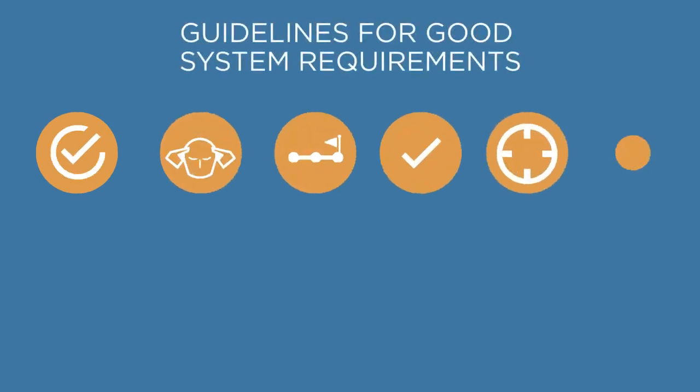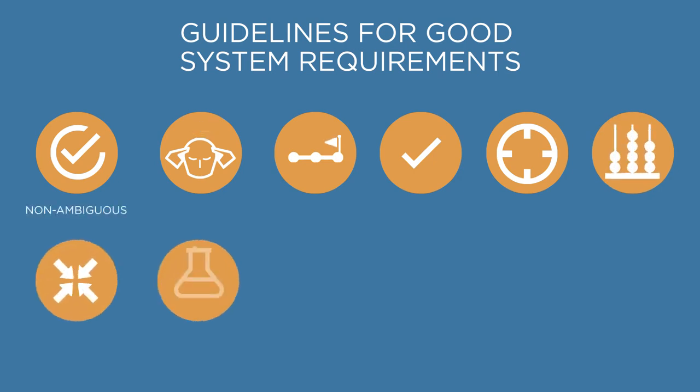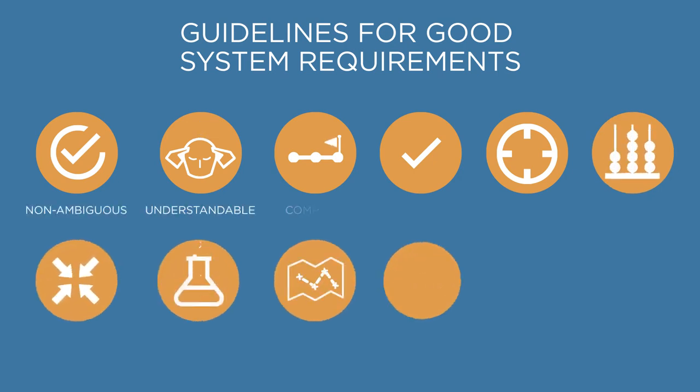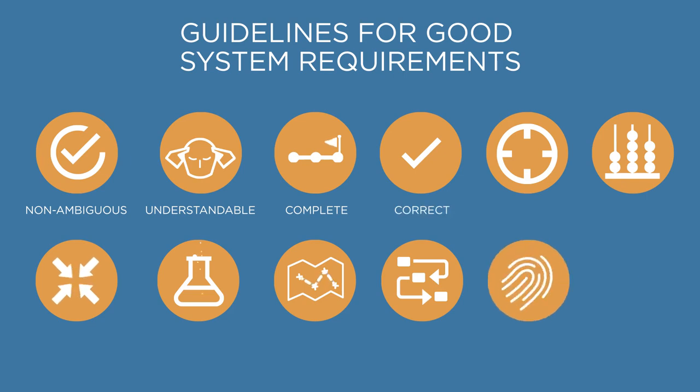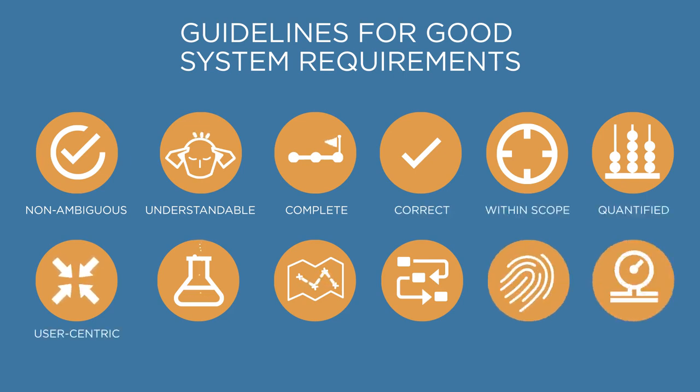In general, the following criteria meet the general guidelines for good system requirements: non-ambiguous, understandable, complete, correct, within scope, quantified, user-centric, testable, traceable, implementable, unique, and consistent.